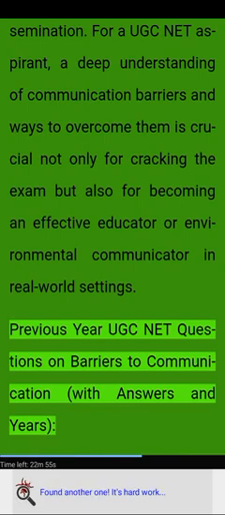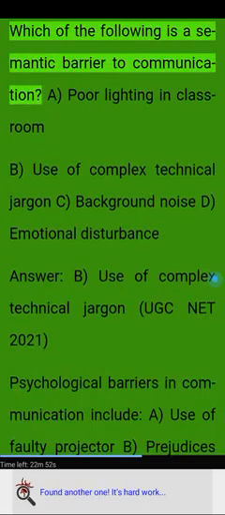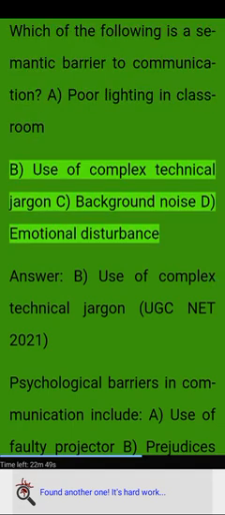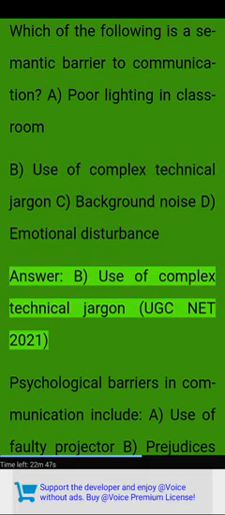Previous year UGC NET questions on barriers to communication with answers. Which of the following is a semantic barrier to communication? A. Poor lighting in classroom. B. Use of complex technical jargon. C. Background noise. D. Emotional disturbance. Answer: B. Use of complex technical jargon. UGC NET 2021.